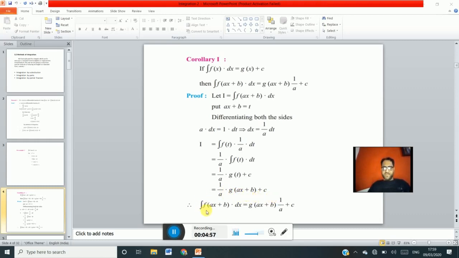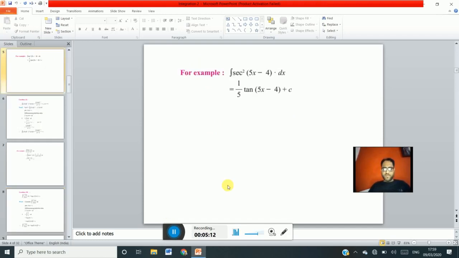That means integration of f of ax plus b equals g of ax plus b into 1 upon a plus c, right? So this is also known as an important result because it is applicable on every formula of integration. See example, integration of sec square 5x minus 4 dx equals what? Here 1 upon 5, because here sec square ax plus b if we consider, so here a equals 5 and b equals minus 4.